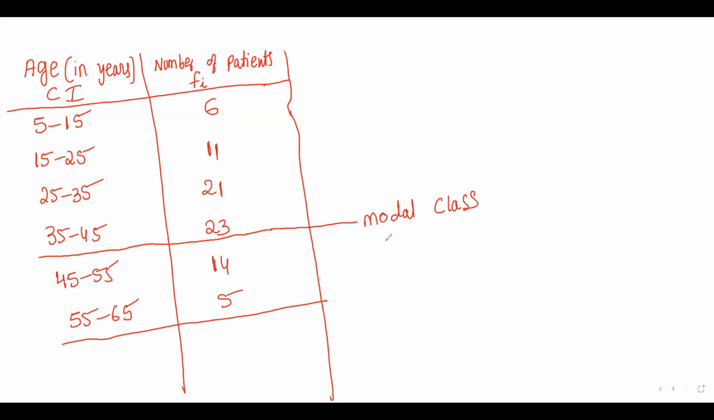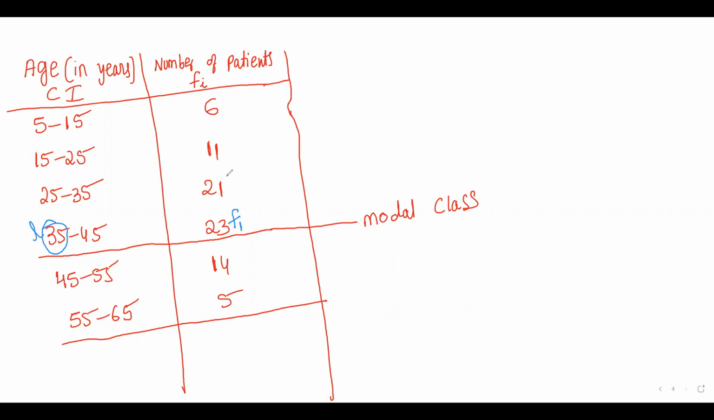Okay. So this is upper boundary of modal class. This is lower boundary of modal class. In the formula, we use lower boundary. So this is the lower boundary of modal class, which is 35. This is frequency of modal class, F1. F1 is frequency of modal class.